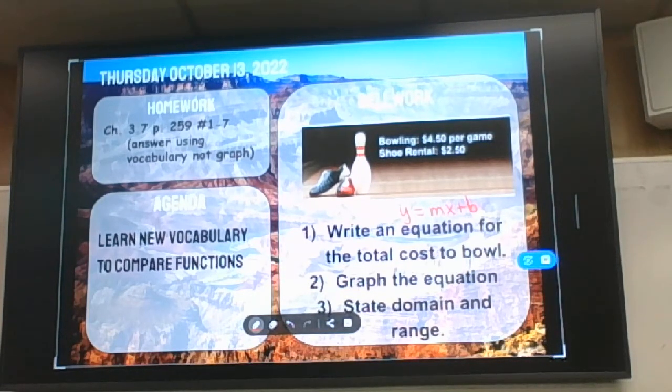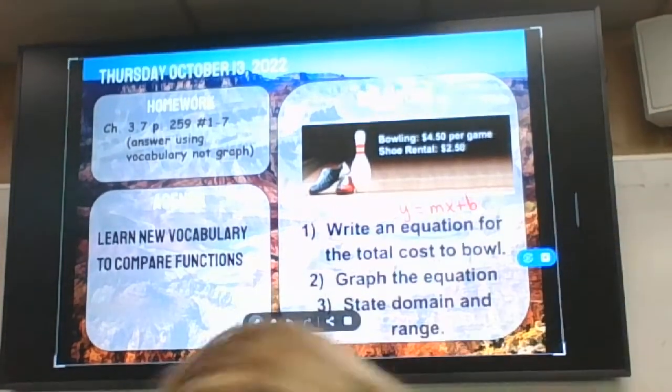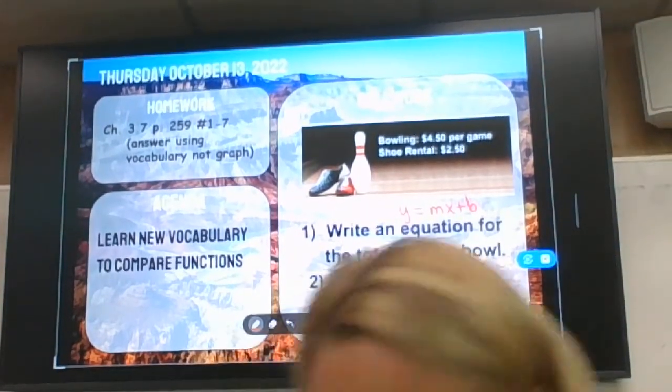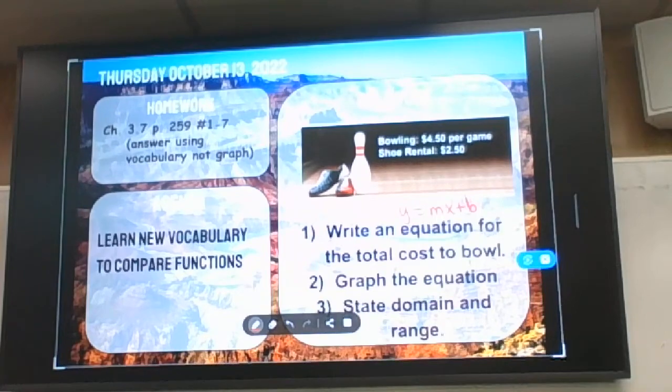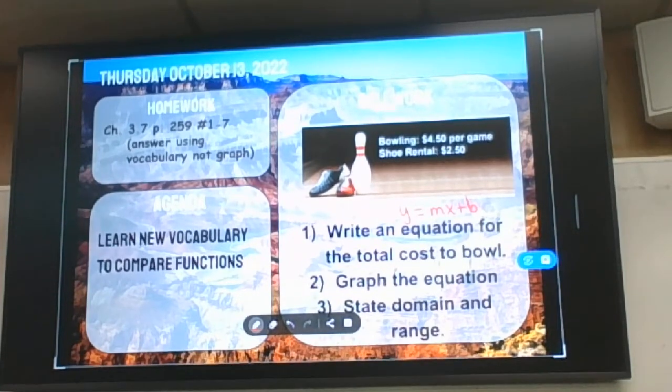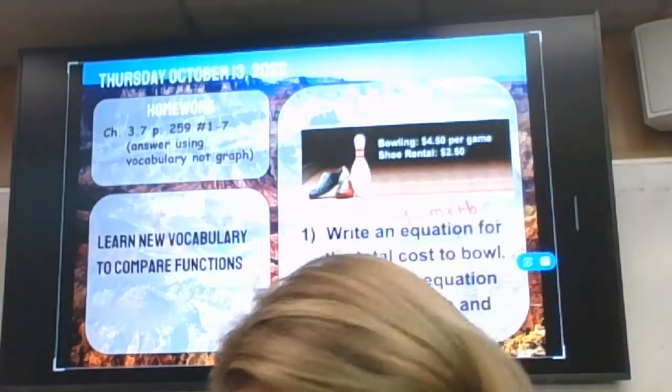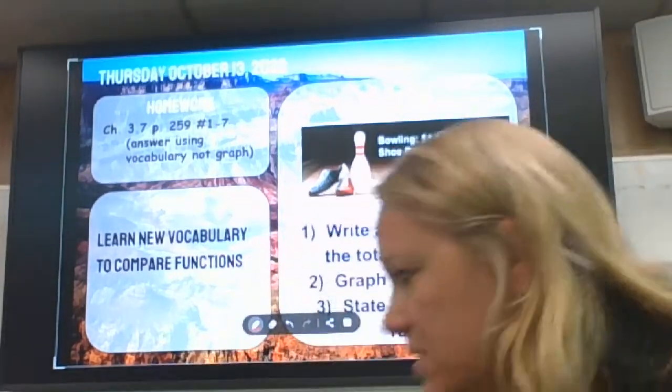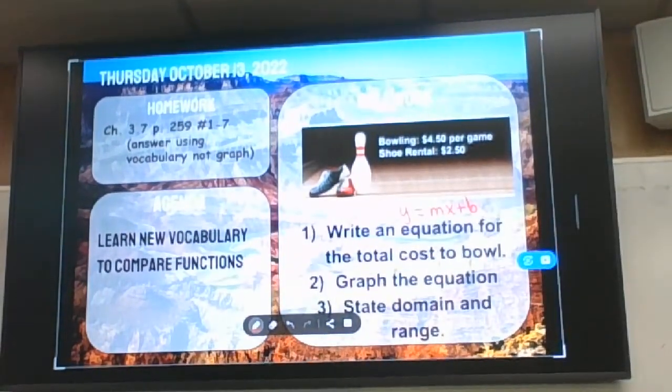So use the picture and think about, how do you pay for bowling? Do you have to pay for shoes every game? You pay for your shoes once, and then you have to pay per game. Actually, I'm setting up the graph before I write the equation. So then I want you to graph it. So I'm going to set up the graph for you.